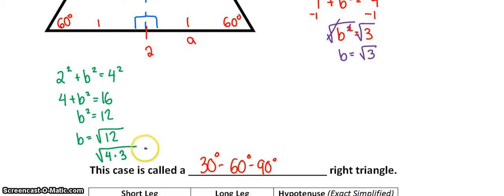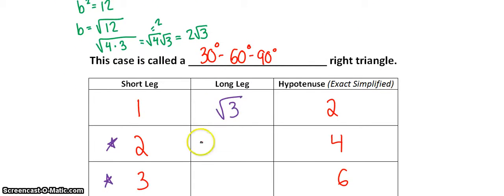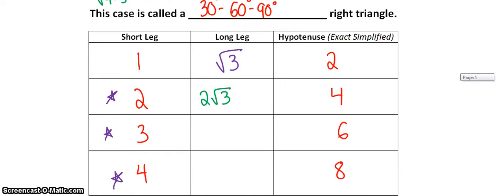So 12 is 4 times 3, which I could then break up into square root of 4 times square root of 3. The reason I did that was because the square root of 4 can be simplified. The square root of 4 is just equal to 2. So my final answer for the medium-sized leg, or I guess the long leg, but the medium-sized side, would be 2 root 3.